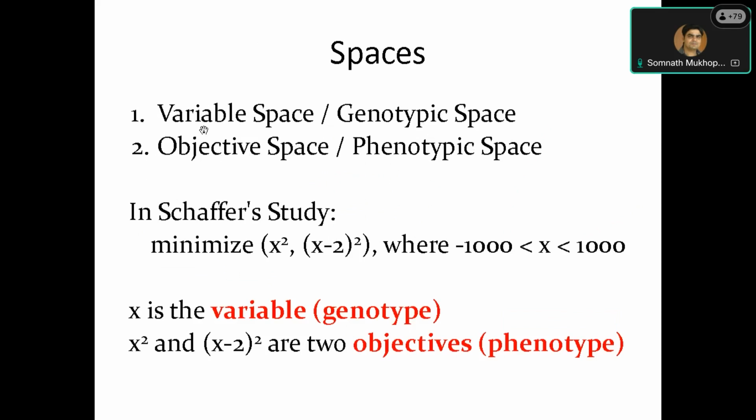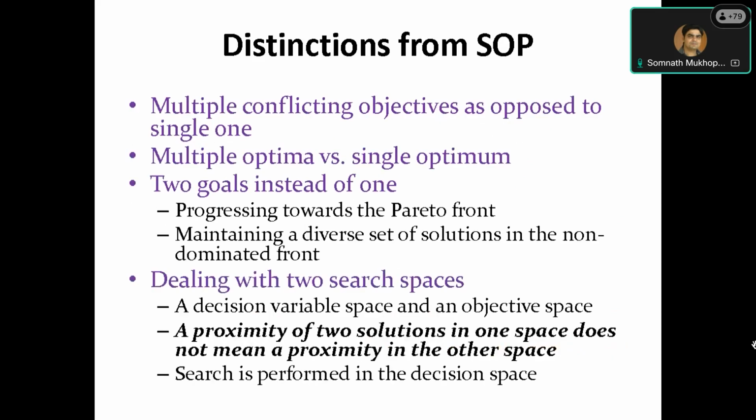Here is some terminology. The space where the value of x is plotted is known as the variable space or genotype space, and the space where the objective fitness values are plotted is known as the phenotype space. So in this case study, x is the variable, the genotype, and x square and (x minus 2) whole square are the fitness functions, which form the phenotype, the objective space.